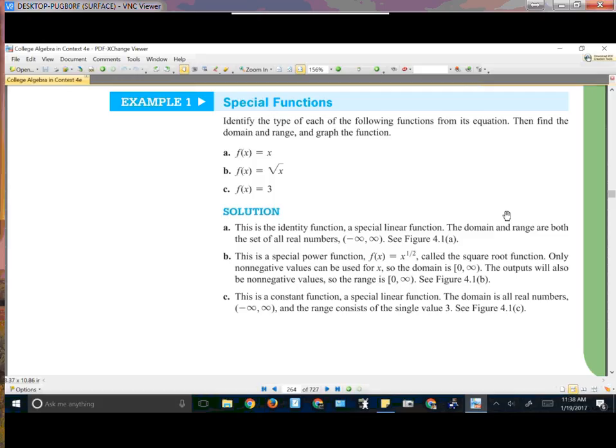What's the square root going to look like? Well, first offhand, can I put any negative values in for x?